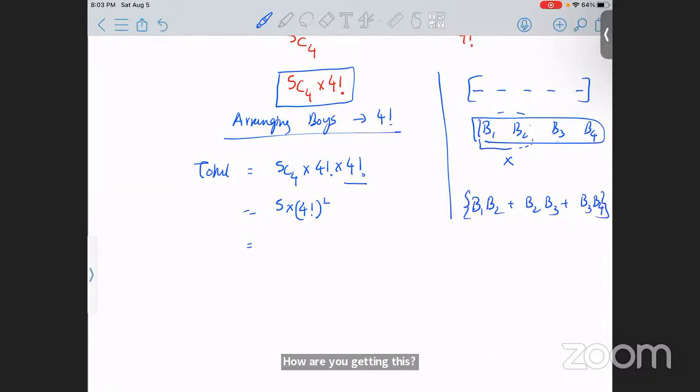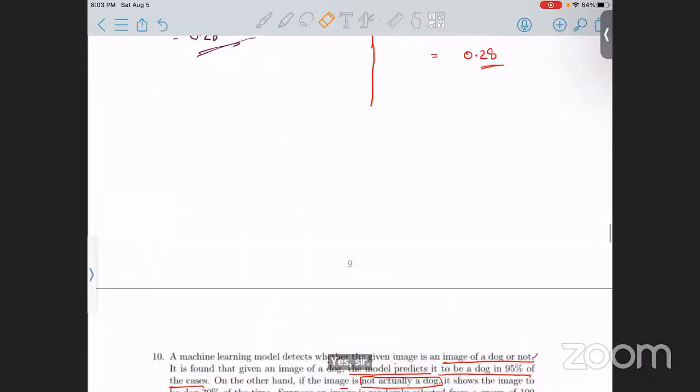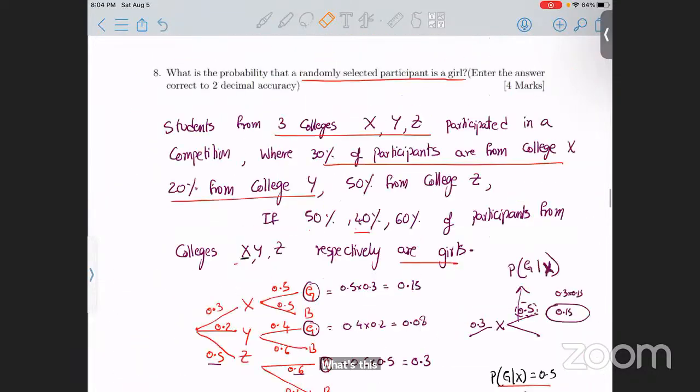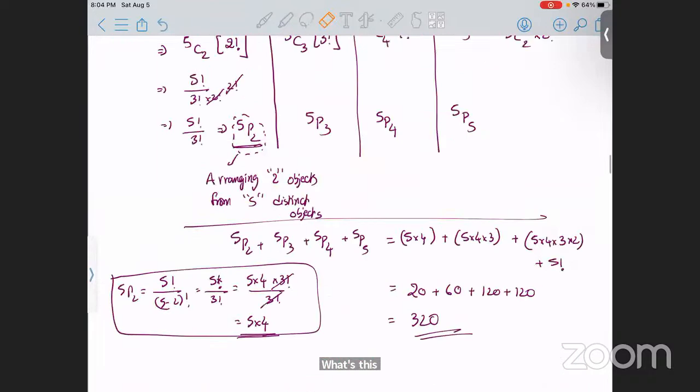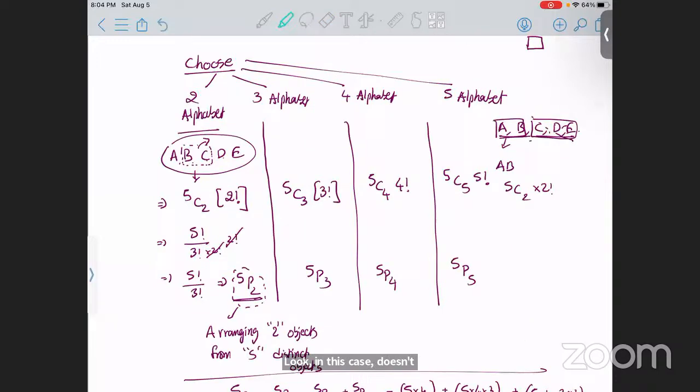Or I will take the same example from the previous question. Look, in this case, listen carefully. You can select 2 alphabets, you can select 3 alphabets, 4 alphabets, 5 alphabets. It is completely different, so at that time you will use plus. If you are arranging in one case, you have to multiply. Clear? Yes, sir, clear.